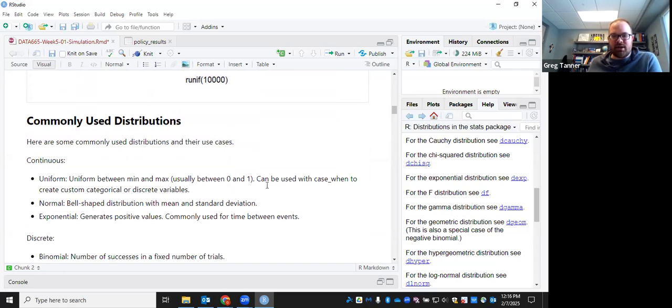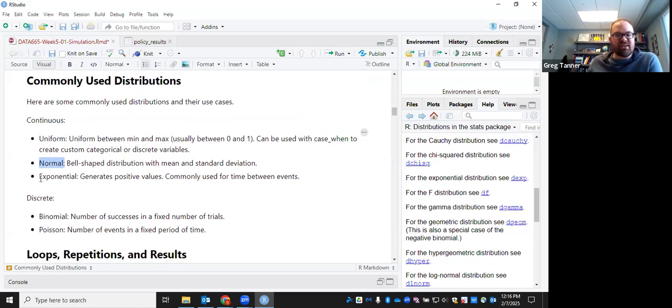I'll show you a little bit in the next video how you can use it with a case when to create custom categorical or discrete variables where you know the probability of each of the outcomes, and you have a finite number of outcomes. Okay. The normal distribution is a very common distribution to deal with. It's your typical bell-shaped distribution. It's specified by its mean or average value as well as its standard deviation.